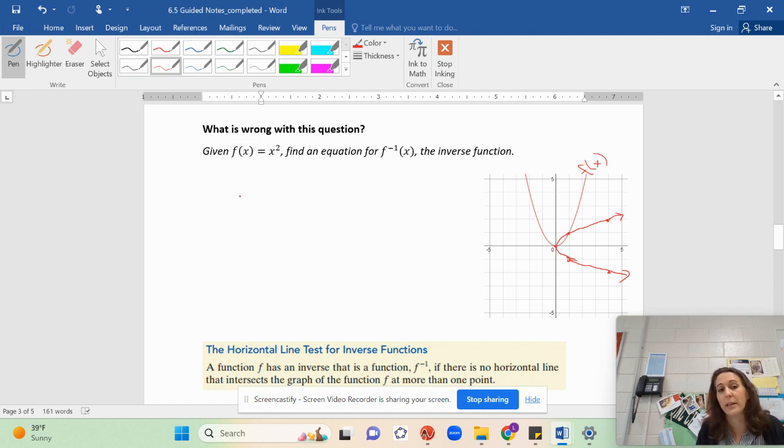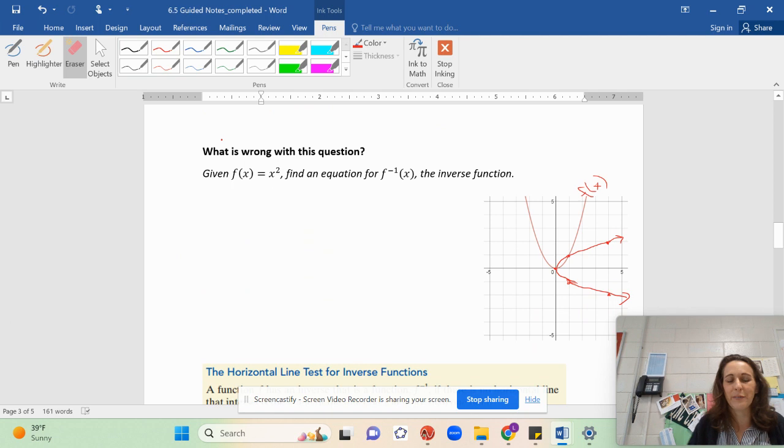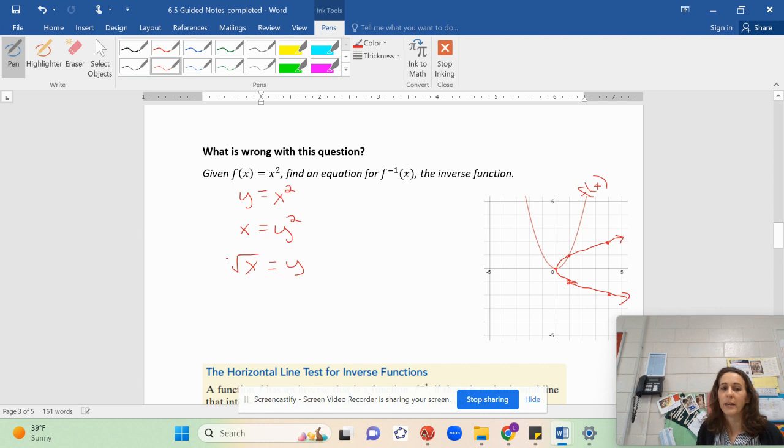And if we try to find the inverse function using the method that we learned above, replace f of x with y equals x squared. We want to switch x and y, and then take the square root of both sides to isolate for y. We get the square root of x equals y. But technically, when we take the square root of both sides, we should include a plus or minus outcome. That could be y is the positive or negative square root of x.